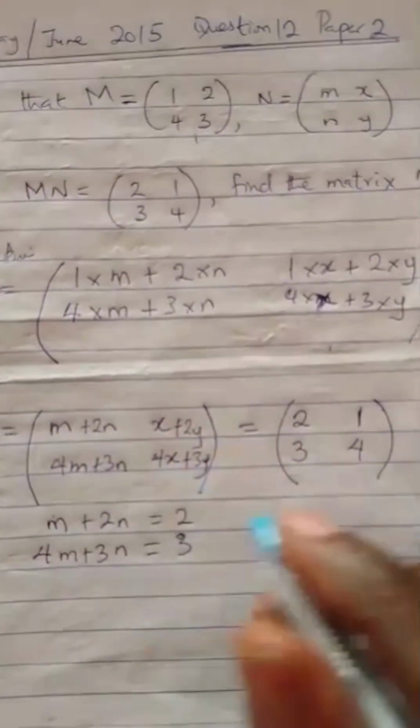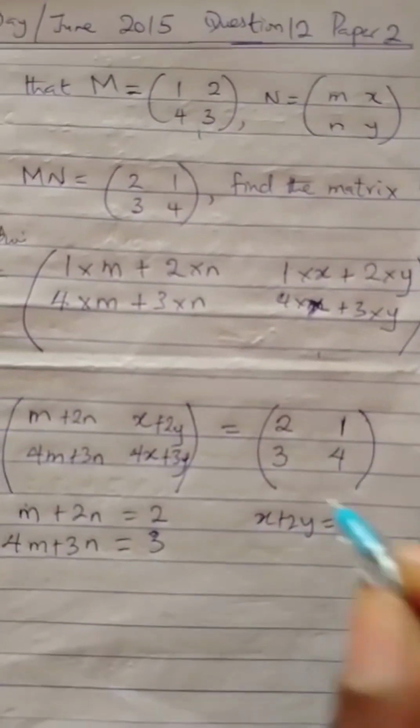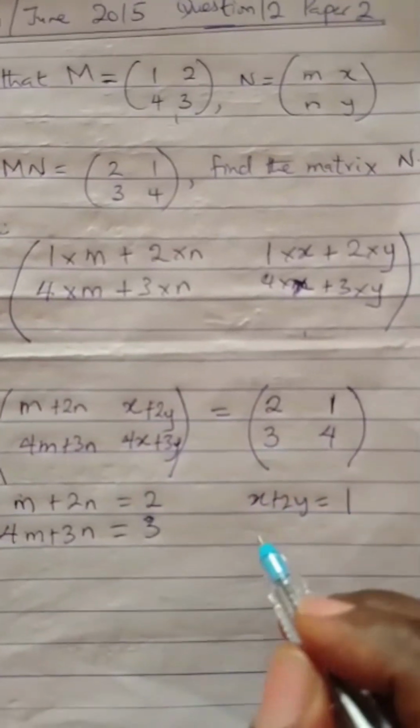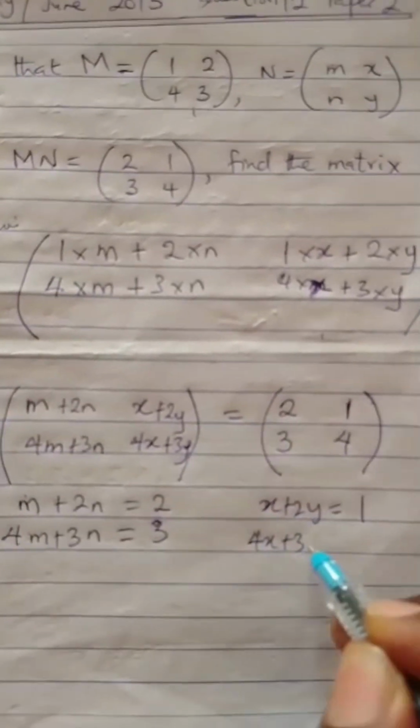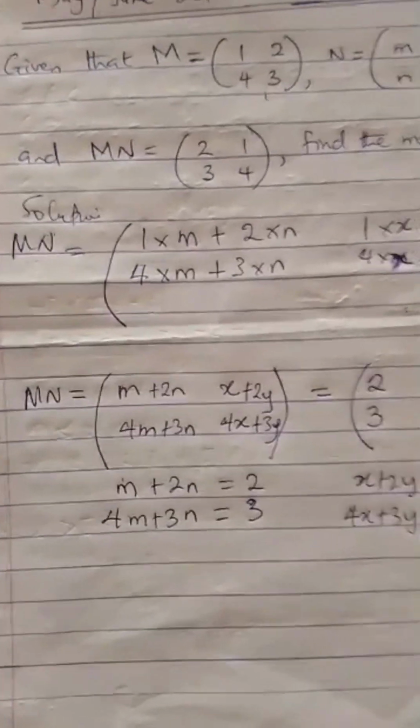Then for the other one, we have x plus 2y equals 1. You have to agree. So 4x plus 3y equals 4. Okay, so we can solve simultaneously.